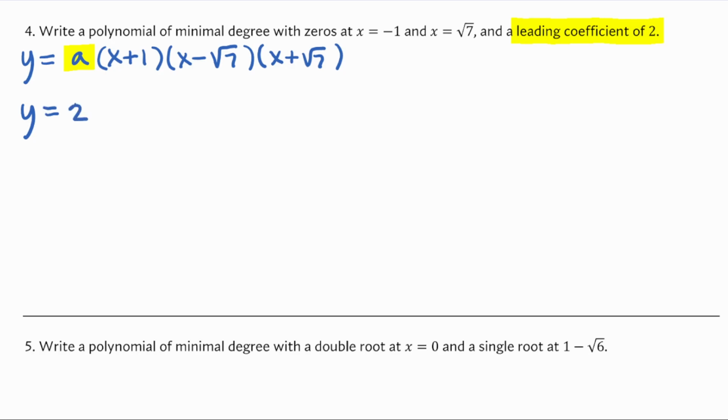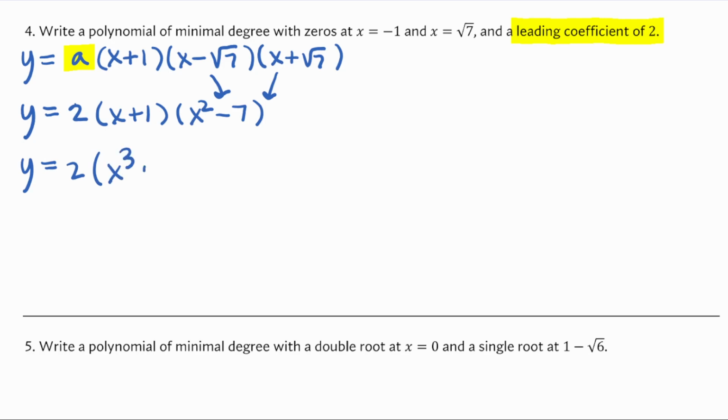So y is going to equal 2 times x plus 1, and then I might multiply these two things together. So I'd have x squared, and hopefully you've done a few of these by now because I'm not going to write down the middle terms because they're going to add to 0. Plus root 7x minus root 7x, that goes to 0, minus root 7 times root 7 is minus 7. Okay, and then now I'm going to do a little bit more distribution. I'll deal with the 2 last. So x times x squared is x to the 3rd, plus 1 times x squared, minus 7 times x, and plus 1 times negative 7.